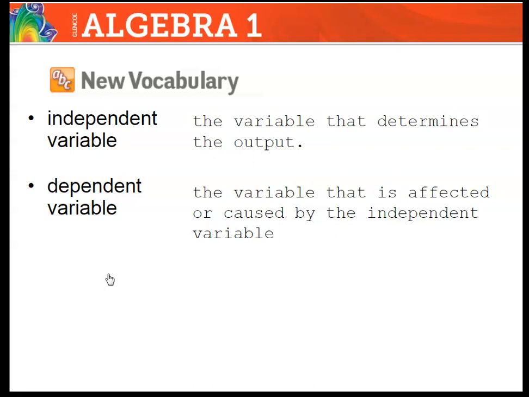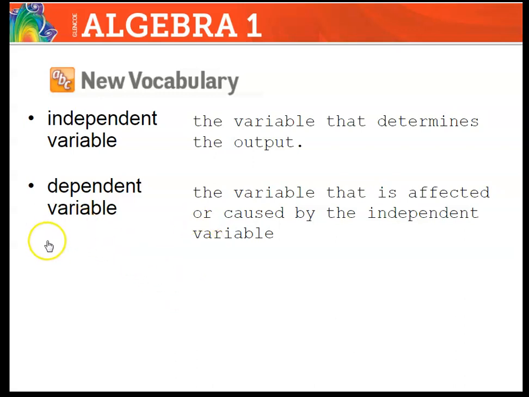Okay, you're driving along and you have your time and how far you drove, your time and your distance. Well, your distance doesn't determine how long you drove. How long you drove determines how far you went. Okay, the longer you drive, the farther you go. And so distance would be the dependent variable, and the time would be the independent variable. So time would be independent there, and then distance would be dependent.